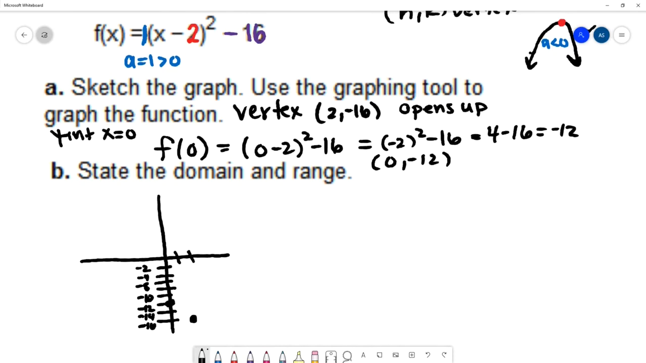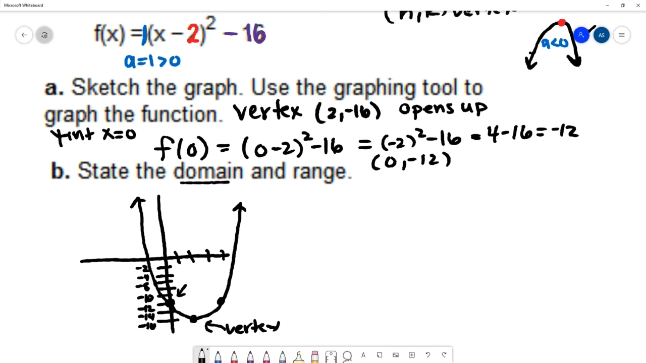And parabolas are always symmetric around the vertex. So I know that I got that y-intercept at 0, negative 12. I'm going to have a mirrored point over the vertex here at 4, negative 12, and that kind of rounds out the shape of my parabola there. We have the sketch of our parabola using the vertex, and you want to get a second point. That second point can be any ordered pair on the graph.